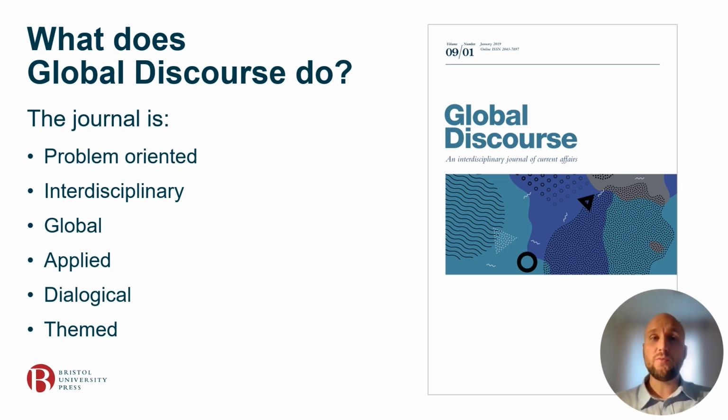So in terms of what the journal does, the journal is problem oriented. It's concerned with real world challenges and current affairs. It's interdisciplinary, that is to say it brings together a wide range of different approaches, theories, paradigms and disciplines in examining that single issue or cluster of issues. It's global insofar as while there's often a local focus to some of the research, the implications that are examined are placed in a global context.